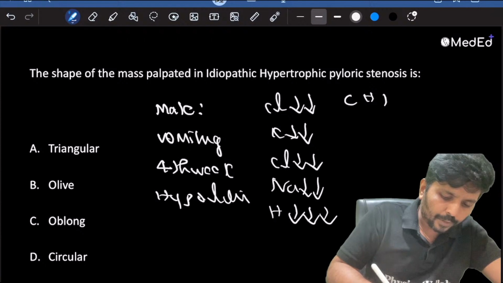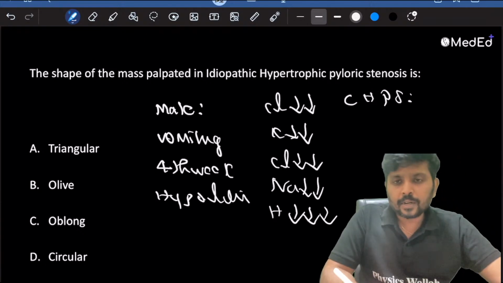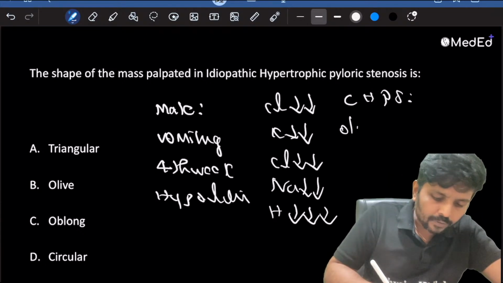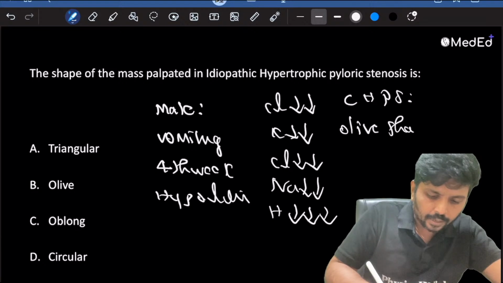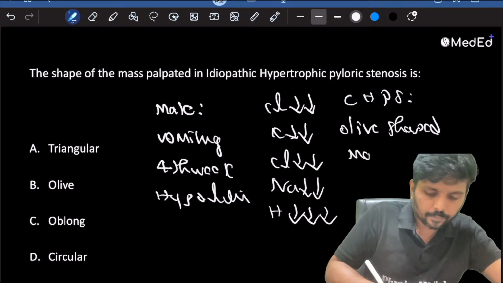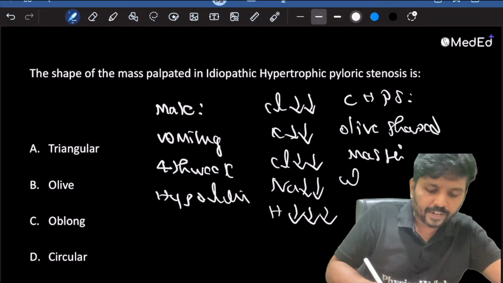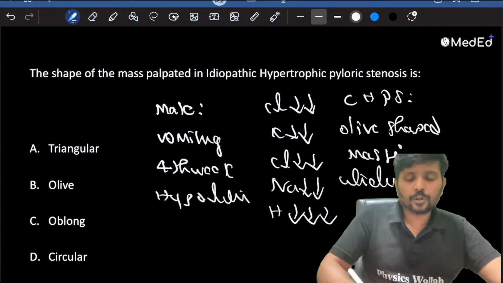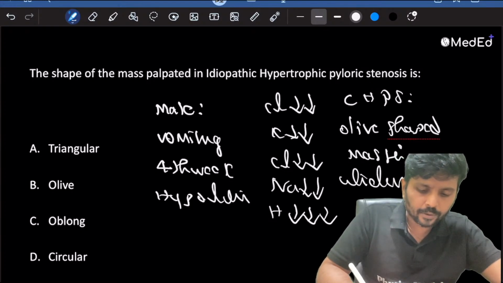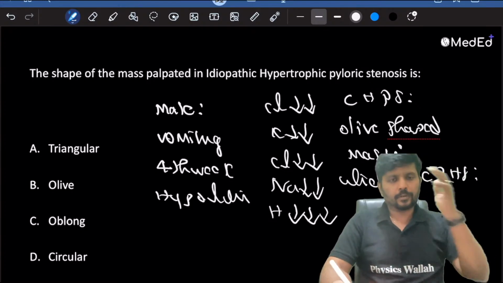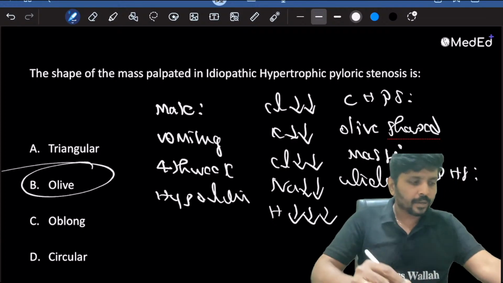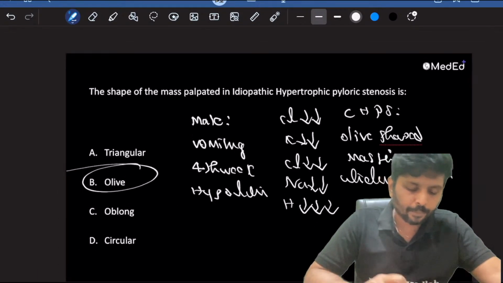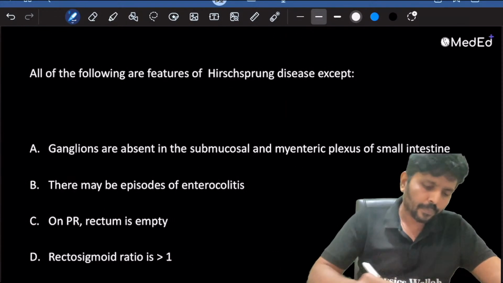Congenital hypertrophic pyloric stenosis. What is the pathognomonic? Olive shaped mass. Remember, olive shaped mass while feeding is pathognomonic of congenital pyloric hypertrophic stenosis. So it is olive shaped mass, congenital hypertrophic pyloric stenosis. Next question.